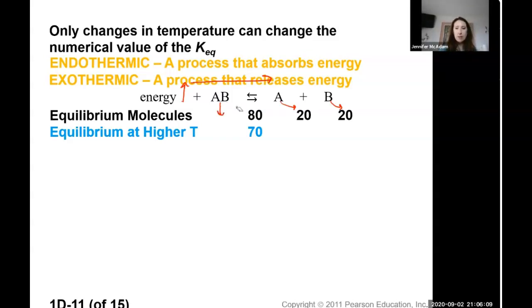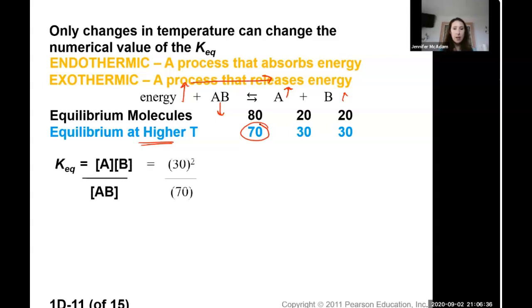Let me erase that, right? So this will decrease. Both of our products will increase, right? According to Le Chatelier's, that should happen. So therefore, at a higher temperature, our reactant actually decreased and our products both increased. Now, these numbers here are just fictitious numbers I'm throwing in there. You would have no idea that it went down by 10. I'm just using numbers to show you this.